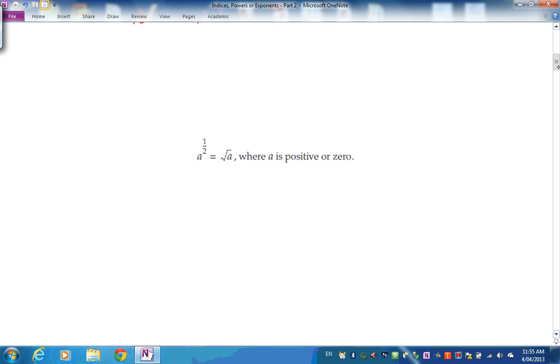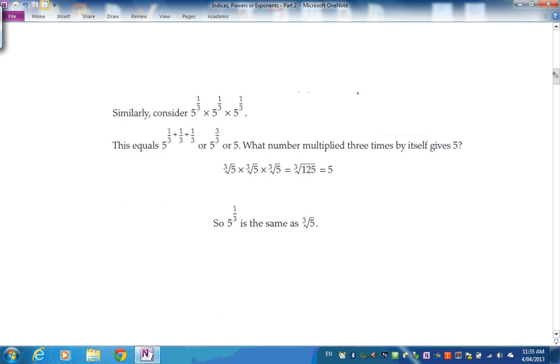Let's do another one. Let's come down here and just summarise that. First of all, a to the half would be the square root of a, and you can only find the square root of a number a if it's positive or 0. Okay, we'll go with that one then, and let's keep going and have a look.